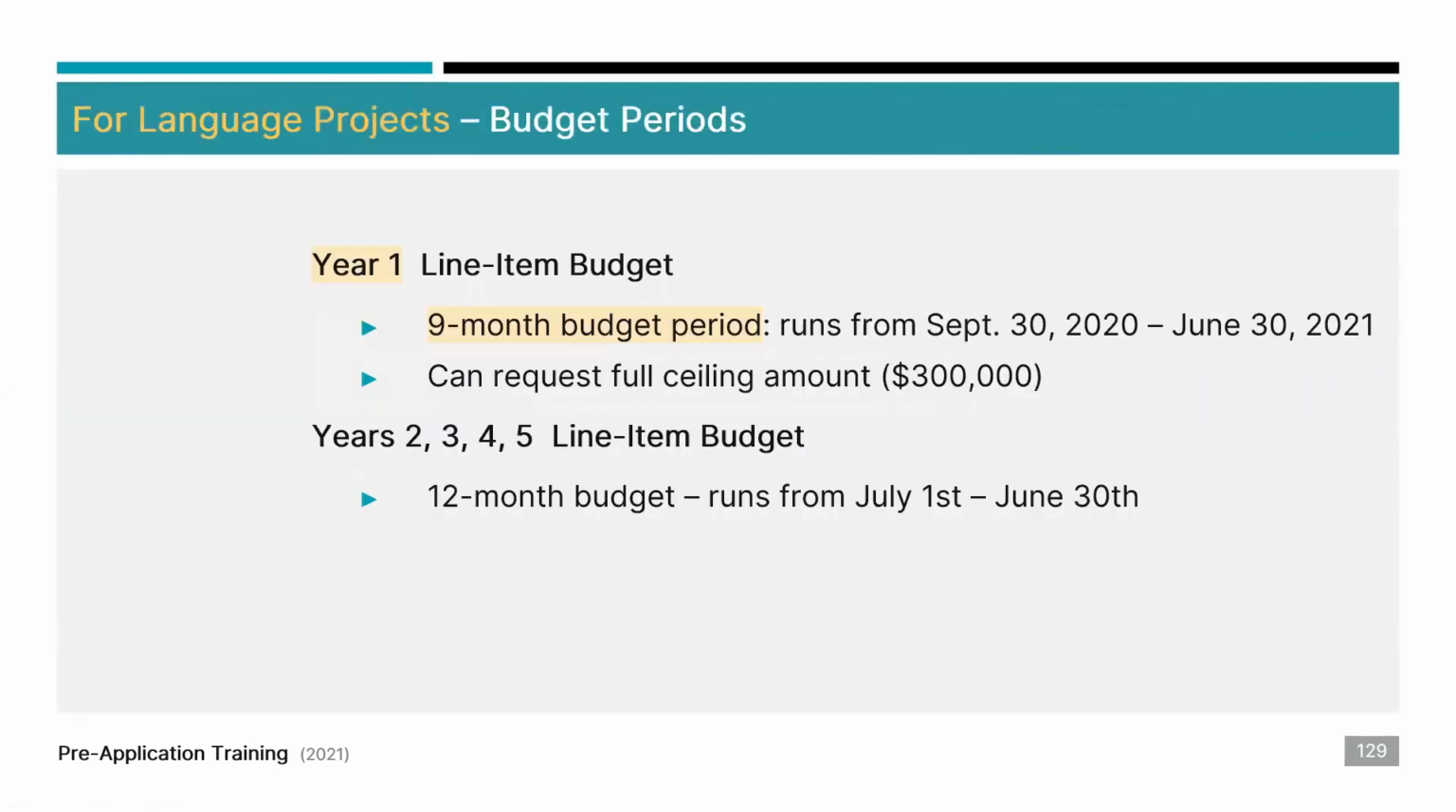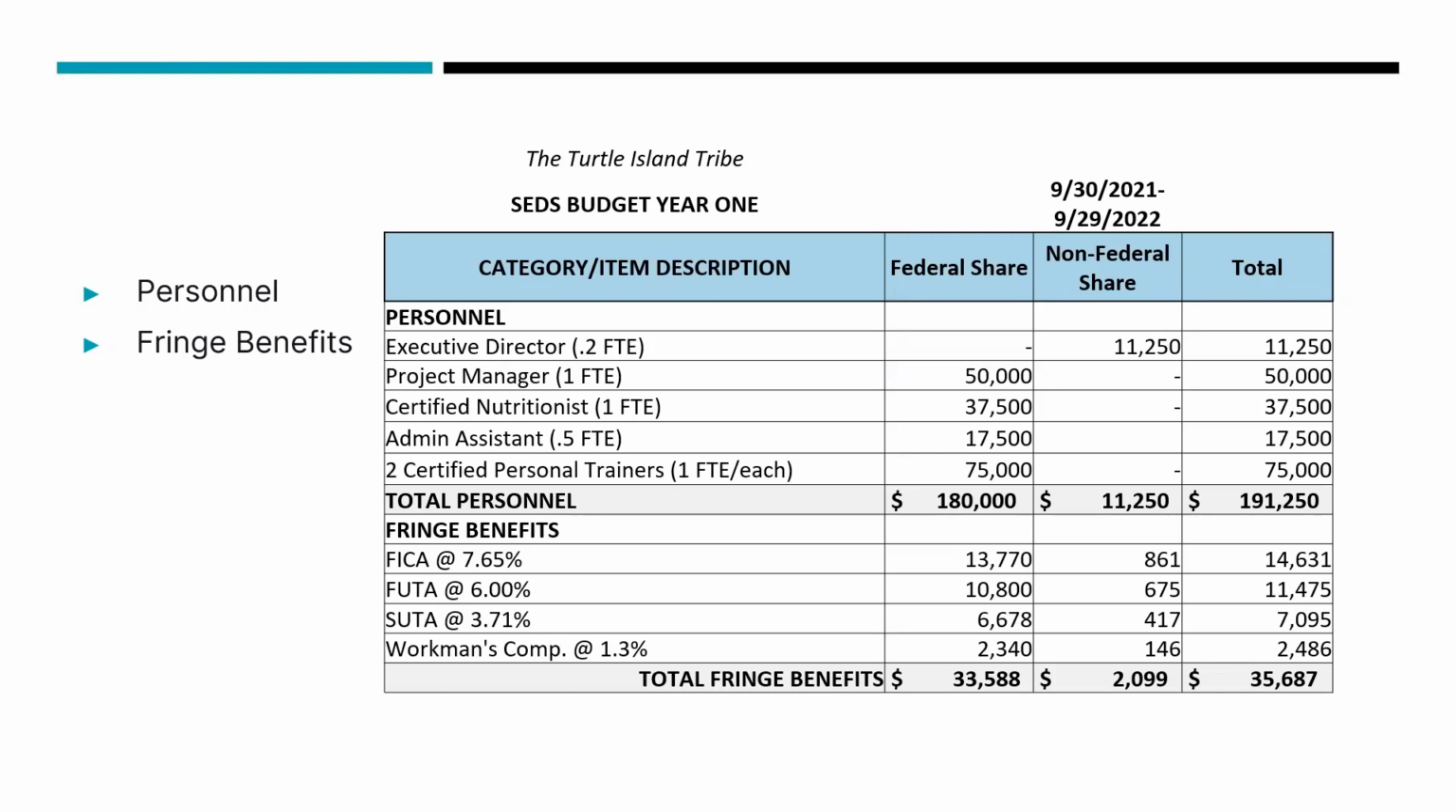So that brings me to specific for language projects. I just mentioned that the budget period in the first year for language projects is 9 months. So that is both for Esther Martinez, immersion, and preservation and maintenance. Your first year is a 9-month budget period running from September 30th, 2020 to June 30th, 2021. You can still request that full ceiling amount of $300,000 for your federal request. And the remaining years of your budgets will be 12 months, starting from July 1st and ending June 30th of the following year.